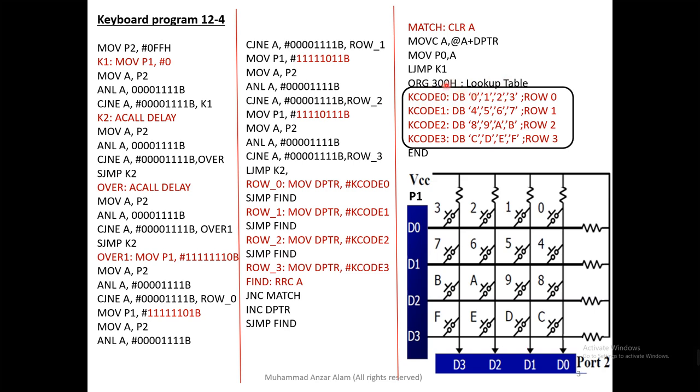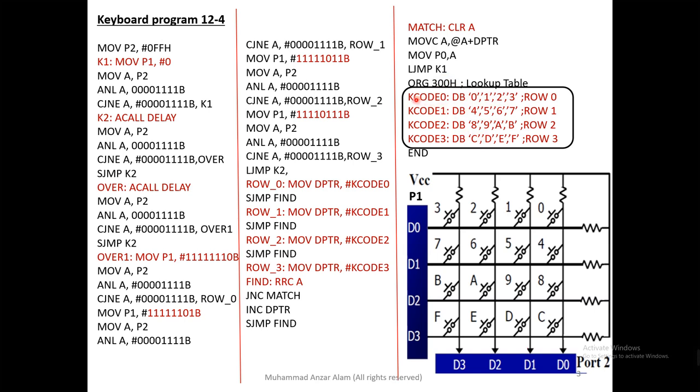At 301, we have value one. 302, we have value two. 303, we have value three. And so on. 304, we have value four. 308, we have value eight. 300D, we have value D. Okay. So these are defined.